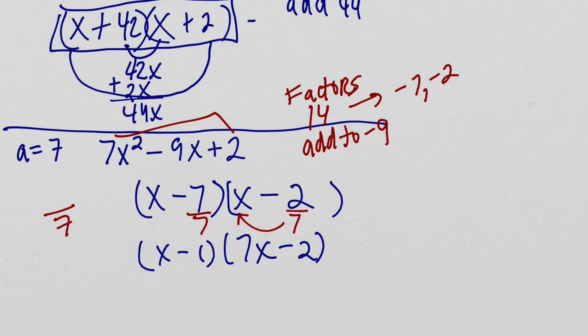And again, you could check by multiplying inner terms. This is negative 7x. Outer terms, negative 2x. And when I add that together, I get negative 9.